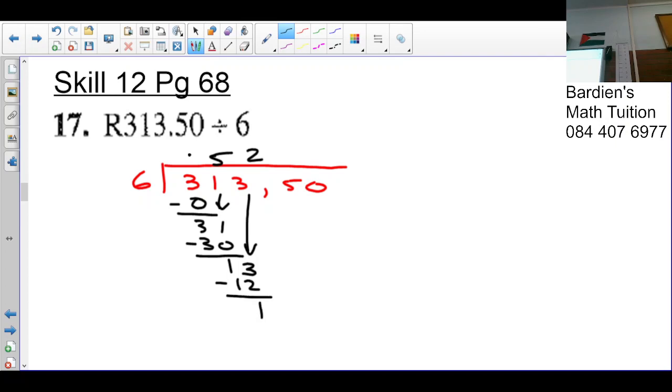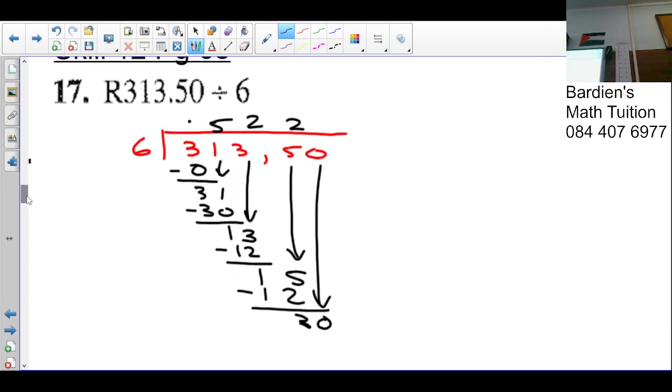Minus 1. Bring down the 5. I don't use the comma. Leave the comma for now. 6 goes into 15 how many times? Twice. 2 times 6 is 12. Minus you get 3. Bring down 0. 6 goes into 30 how many times? 5 times. 5 times 6 is 30. Minus, no remainder. You see where the comma is in the line here? So I put a comma.